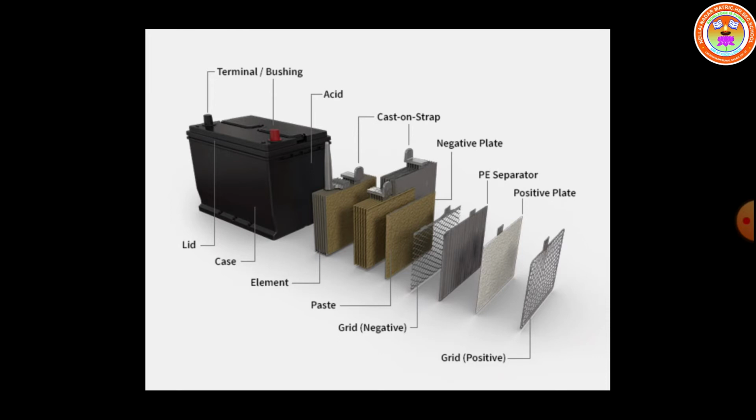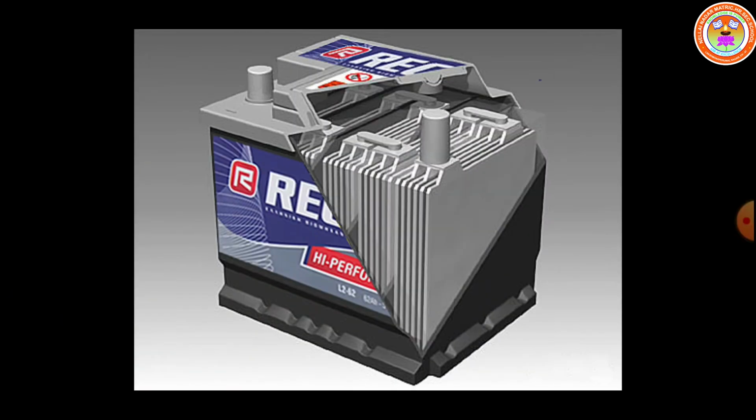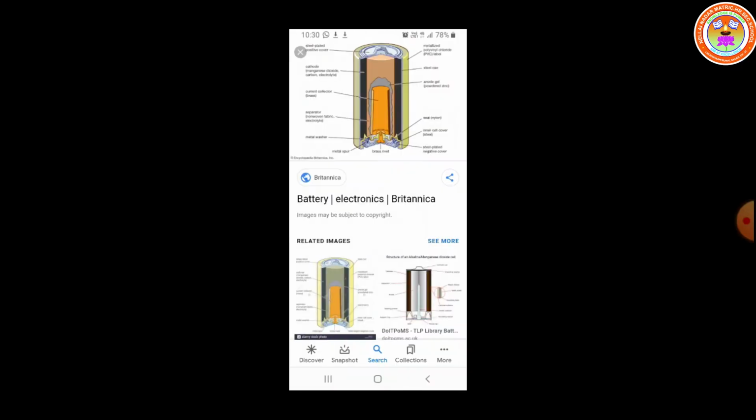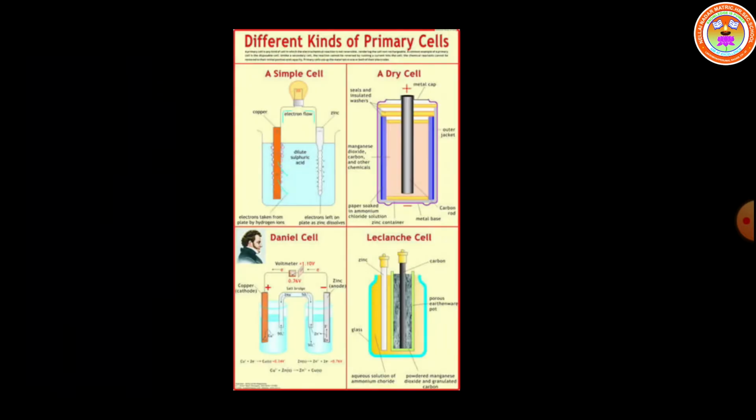Due to chemical reactions, one electrode gets positive charge and the other gets negative charge, producing a continuous flow of electric current. I hope you understood the definition of a cell, but I think you don't understand the cell itself. So let me explain briefly.